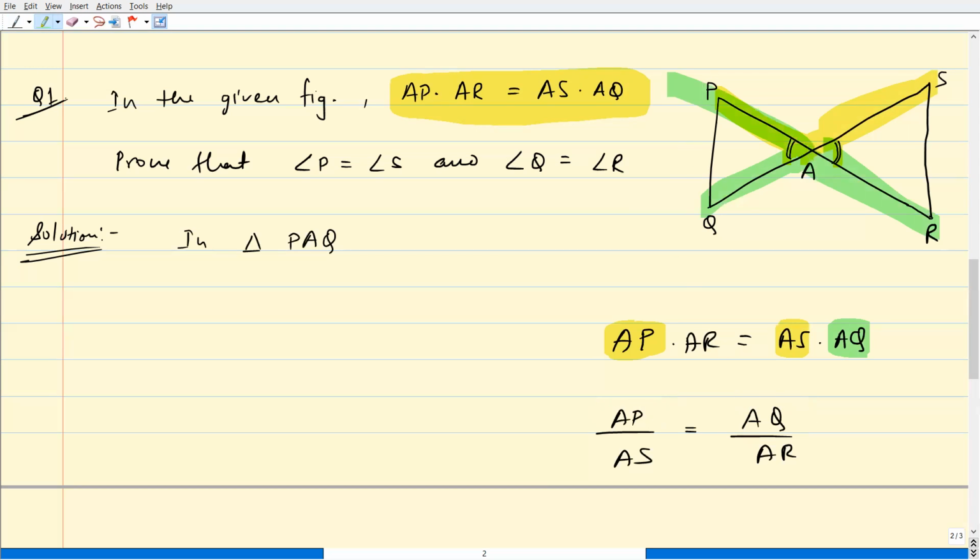Which triangle is that? That is PQA or PAQ. So this I have written in the numerator. Then sides from this triangle, I wrote in the denominator, AS and AR.